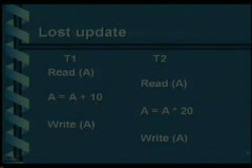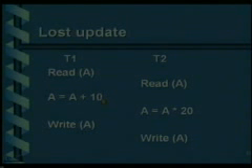In one case A is modified as A plus 10, and in this particular case it is modified as multiplied by 20. So T1 read the value of A, let's say as 10, made it 20, and wrote A as 20. T2 read the value of A once again as 10, made it 200, and wrote it as 200. The updated value 20 is overwritten, it's lost.